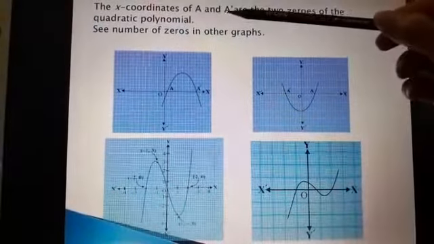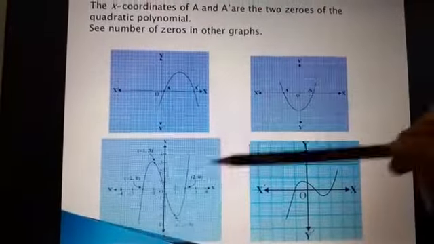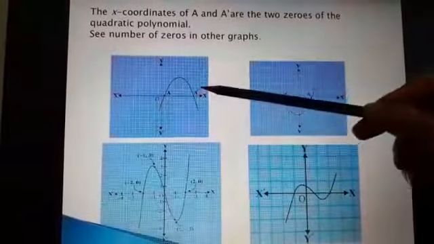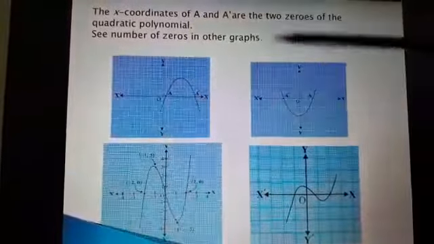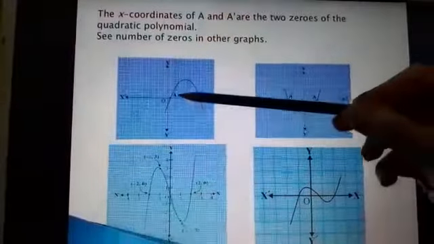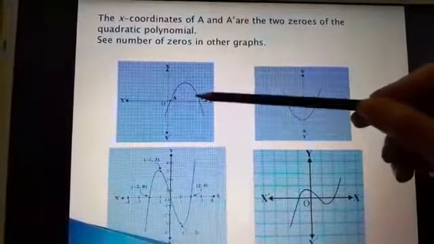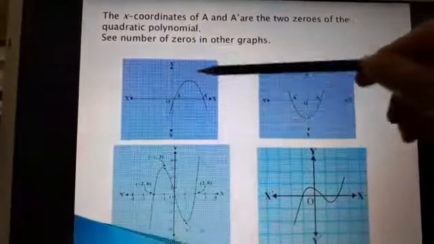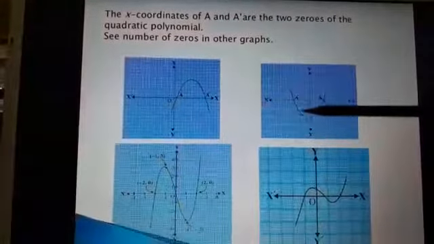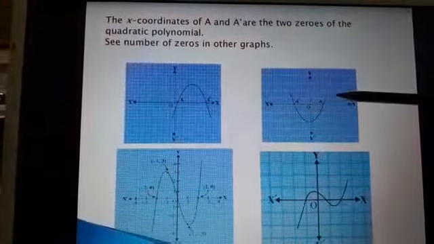The x-coordinate of a dash. Can you see these 4 figures? Here a and a dash. So we will just count the number of zeros. In the first figure we have 2 zeros, a and a dash, which are on the x-axis. Second figure, 2 zeros, a and a dash.